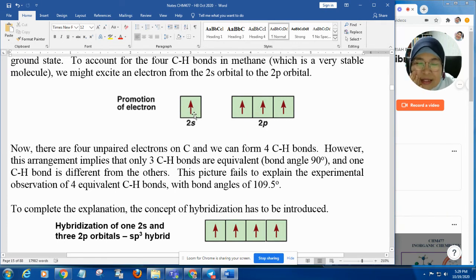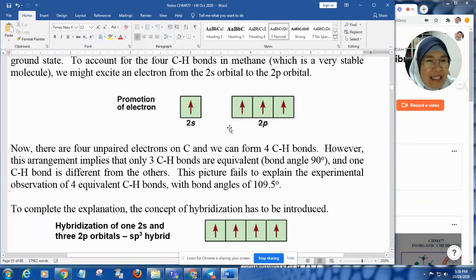However, this is still not correct, because what you are going to expect to see when 4 hydrogens make bond with this carbon is 1 bond different from the other 3 bonds. These 3 bonds will be equivalent. They will look the same, because you have px, py, pz. Their shape is the same, only orientation is different. But if 1 hydrogen parks 1 electron here, another parks another electron, another here, you expect these 3 CH bonds to be equivalent, but this is going to be different. That is what we expect.